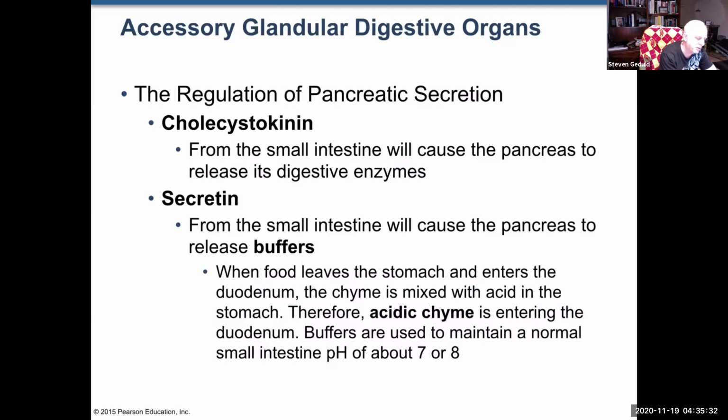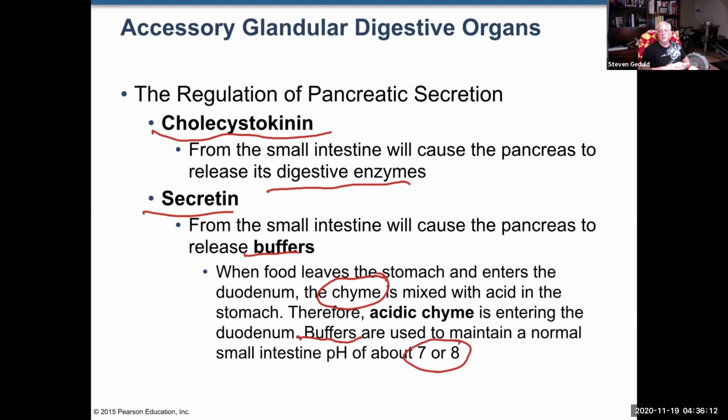Remember, two hormones act on the pancreas, cholecystokinin and secretin. Cholecystokinin from the small intestine causes the pancreas to release its digestive enzymes. Both those hormones function on the pancreas. Secretin from the small intestine causes the pancreas to release its buffers. Okay. So when food leaves the stomach and enters the duodenum, the chyme, which is what's produced in the stomach, is mixed with acid. The acid chyme enters the duodenum, so buffers raise the pH to maintain the normal value between 7 and 8. Stomach acid is around 1 or 2. So the buffers released by the pancreas in response to secretin allow that pH to rise to help neutralize the chyme inside the small intestine.